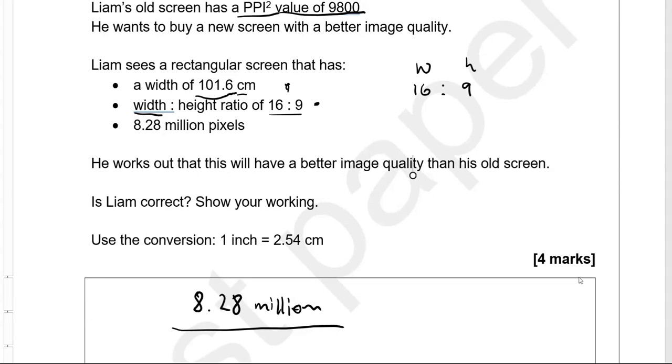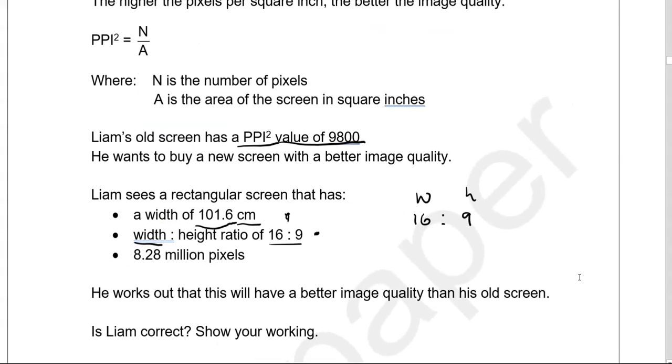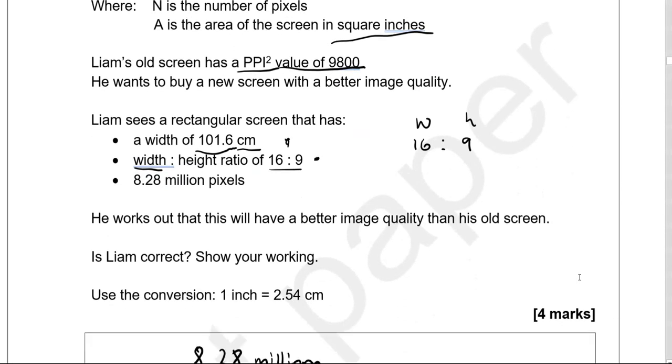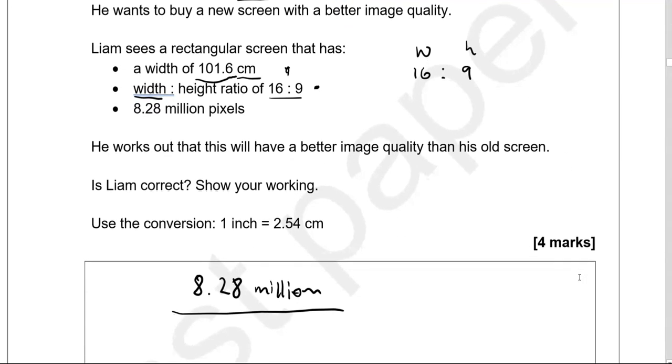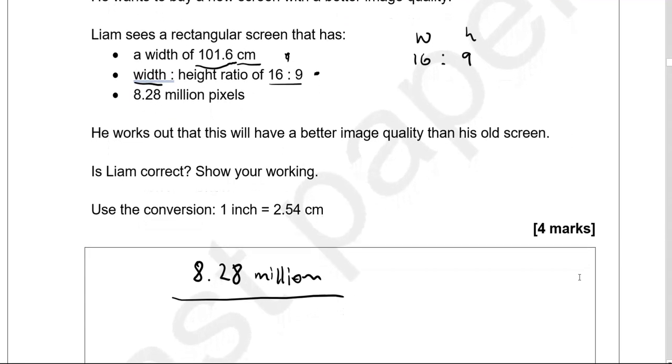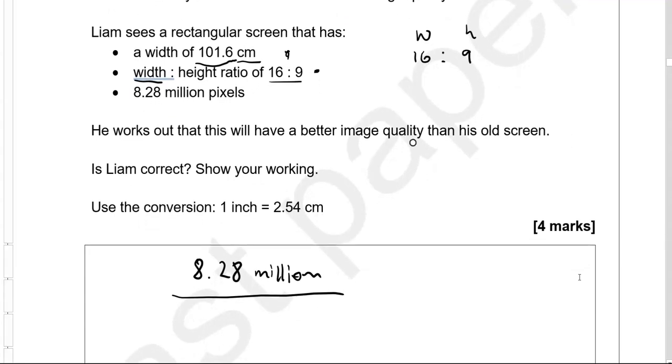So that is in centimeters though, and we're looking at the area in square inches. So I'll first convert this into inches before I do anything else. However, if you want, you can just try and work out the height in centimeters and then convert both of them into inches before you do the area.